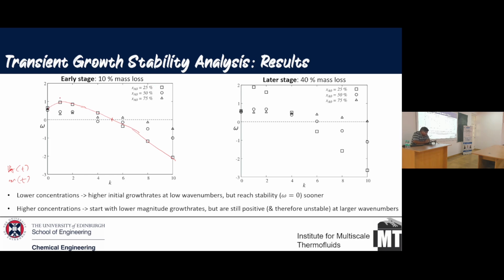The most active mode has a wave number of approximately 1, so the wavelength is about 2 pi by 1, something like that. The wavelength is about this. Now, if I look at 50%, 50% is the circle, you can see how it has changed. This is going to be a dotted line.